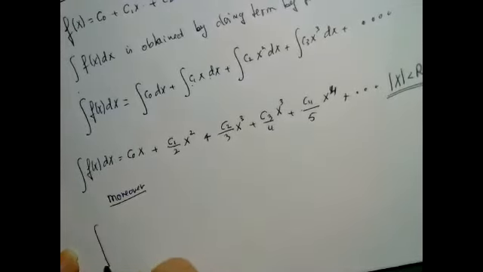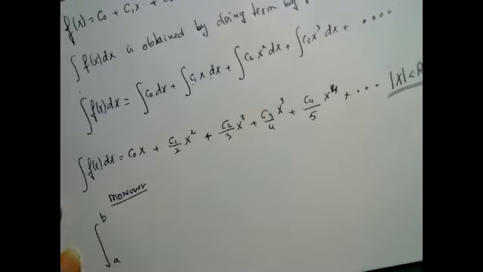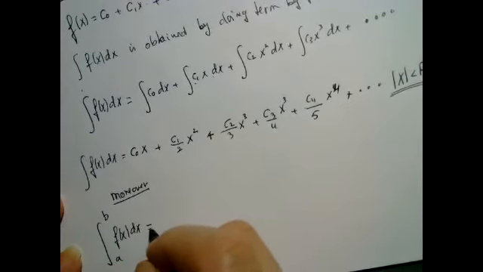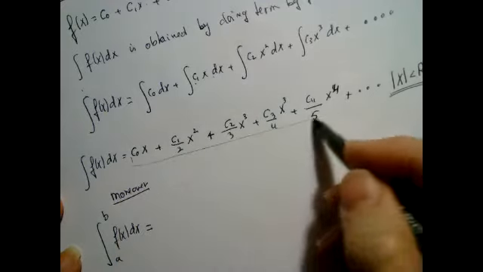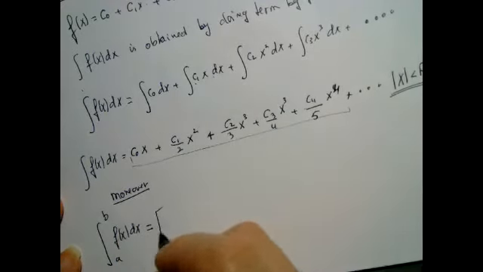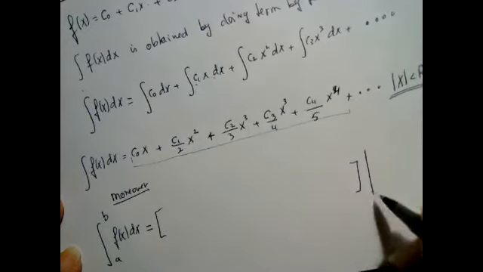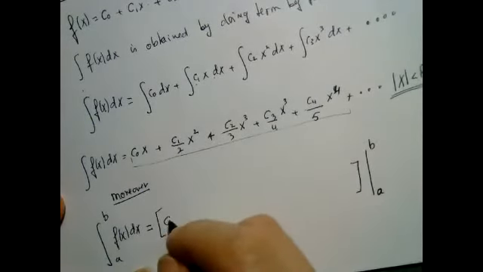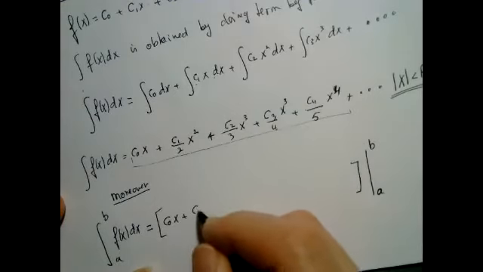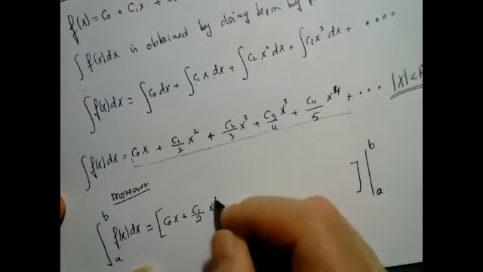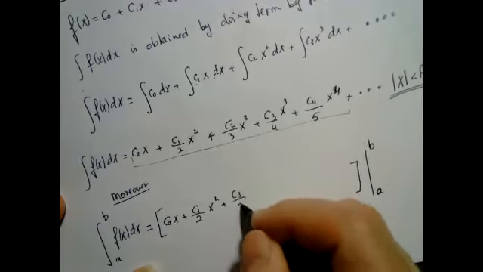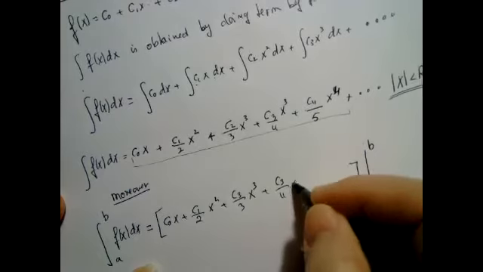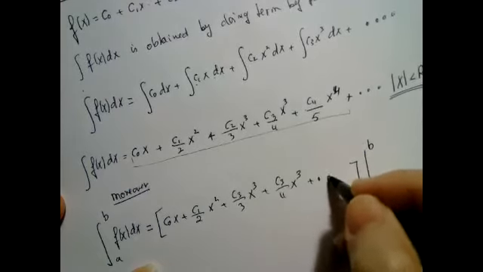if I take the definite integral from a to b of f of x dx, it is going to be equal to, since I know what the antiderivative is, the antiderivative, which is a series, evaluated between a and b. So basically the whole idea: if a function is written as a power series, its antiderivative is obtained by doing term by term integration, and so on and so forth.